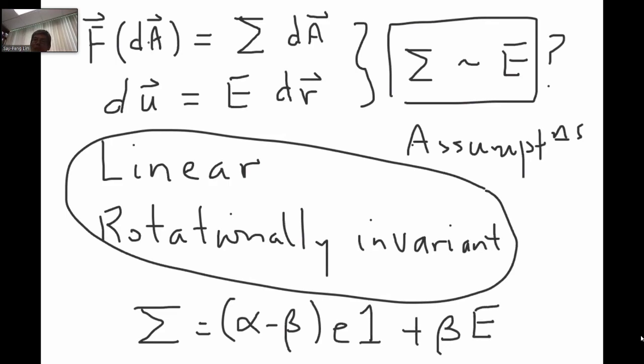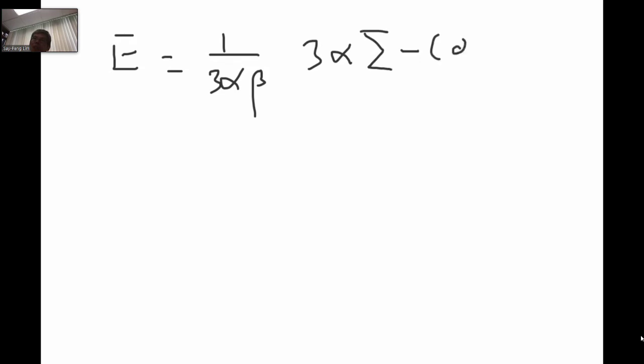And you can invert this equation to get E in terms of sigma. So that's just algebra. And E in terms of sigma would then be equal to this equation. Alpha and beta are just constants at this time. Trace of this times the unit tensor.